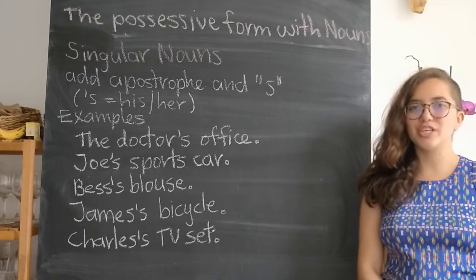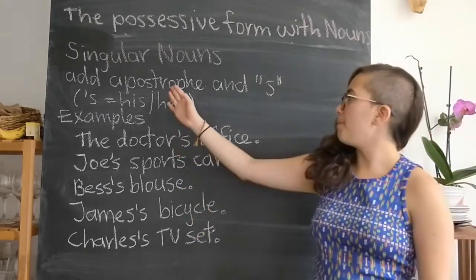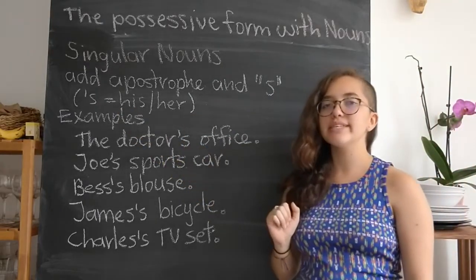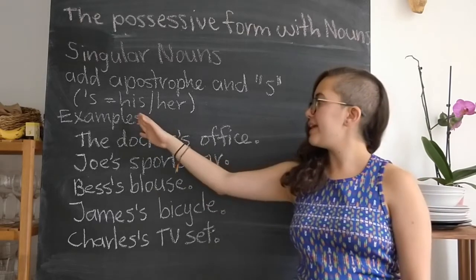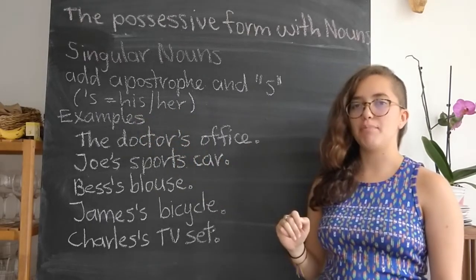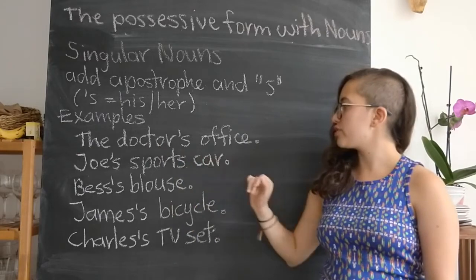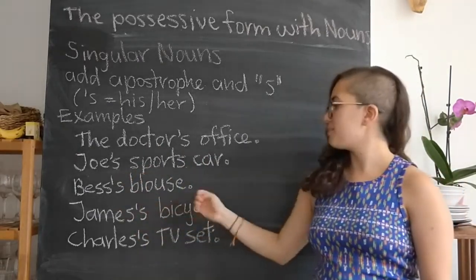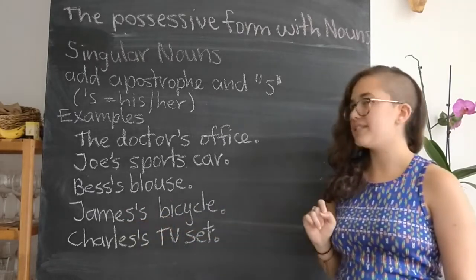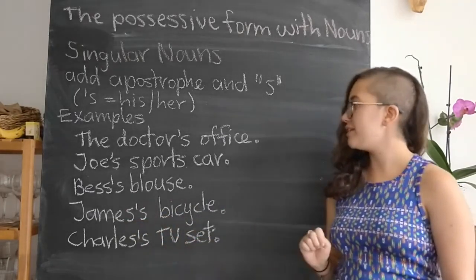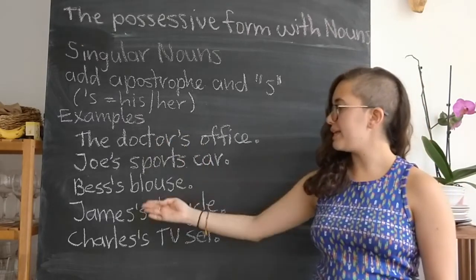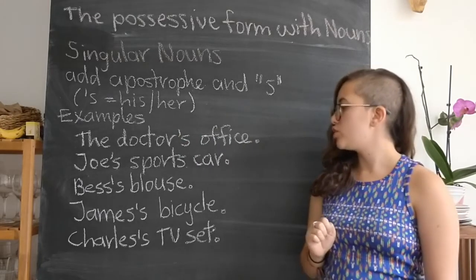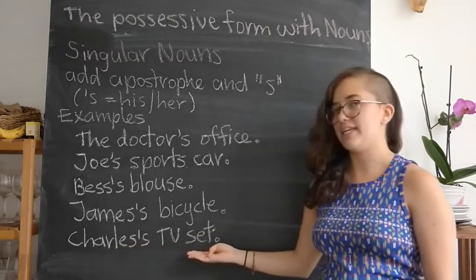Now to show possession with singular nouns, we add apostrophe and s. Now remember, apostrophe s is the same as using his or her. So for example, we would say the doctor's office, Joe's sports car, Bess's blouse, James's bicycle, Charles's TV set. We can also replace any of these words with his or her, and the meaning would stay the same. So we could say his TV set.